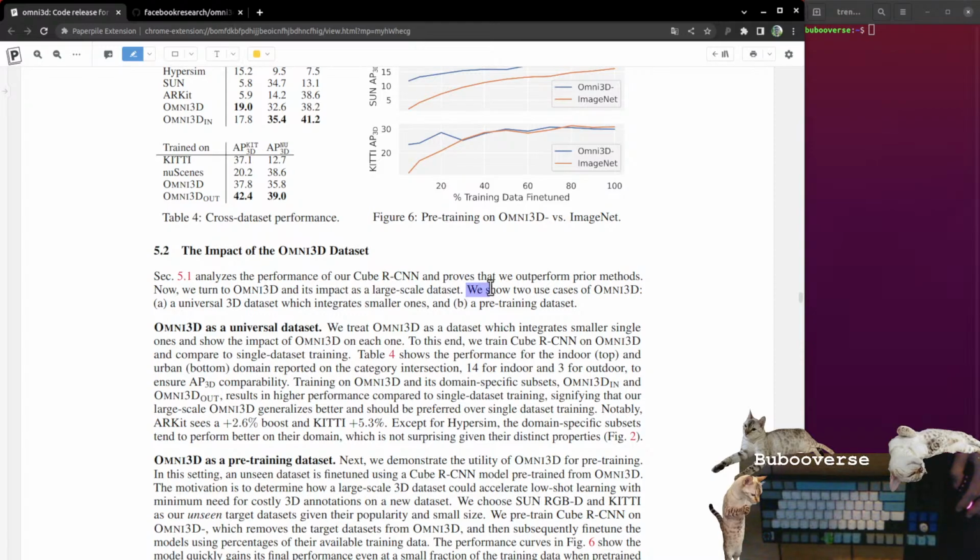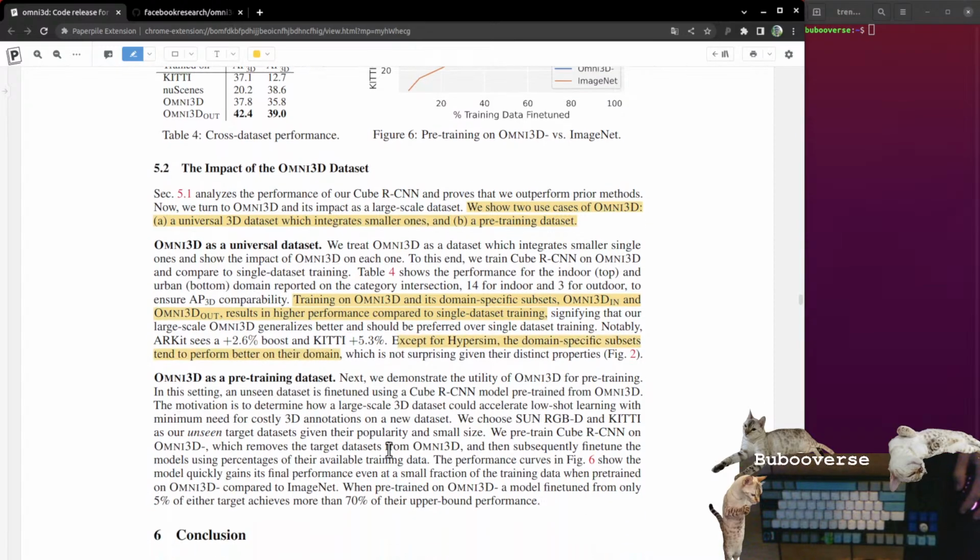Yeah, we show two use cases of Omni3D, a universal 3D dataset which integrates smaller ones and a pre-training dataset. Training on Omni3D and its domain-specific results in higher performance compared to single dataset training. Okay. The domain-specific subsets tend to perform better on their own domain.